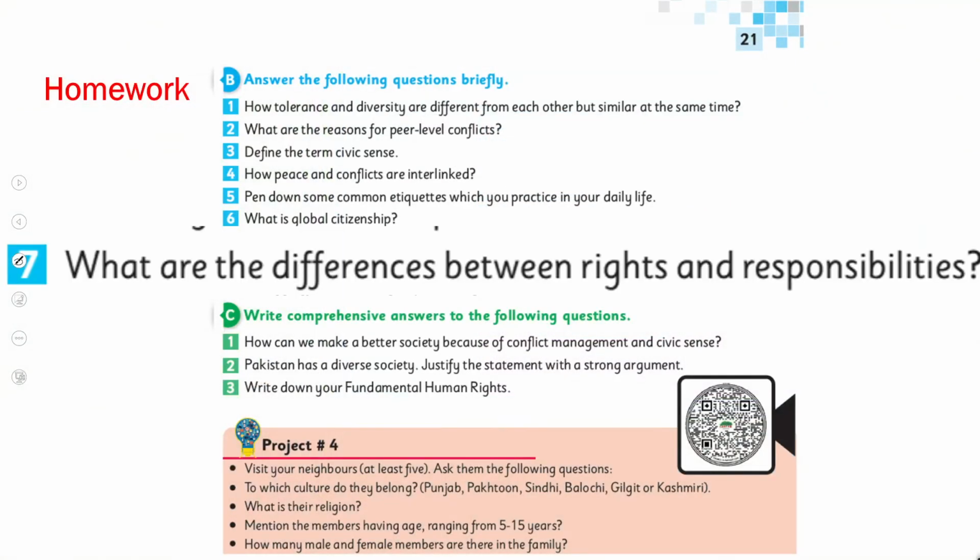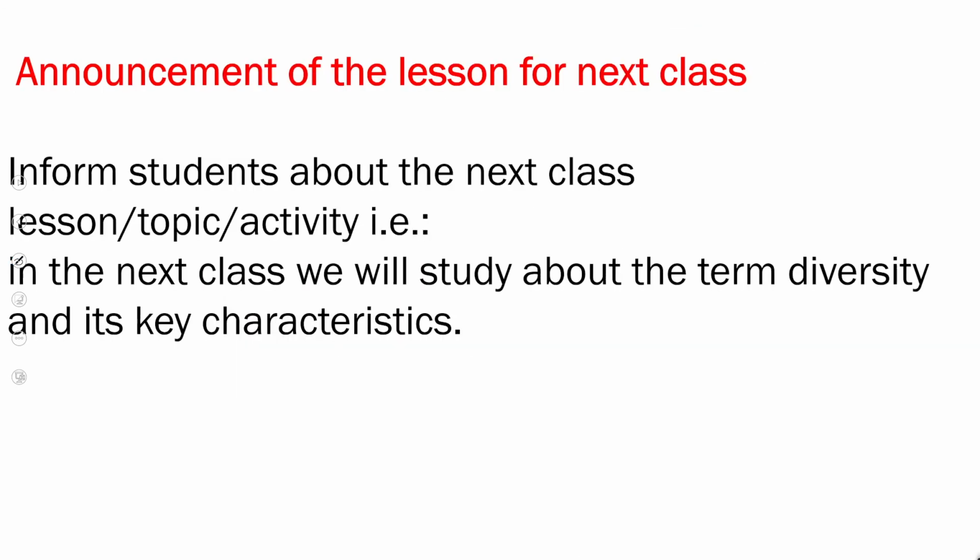Now we will move forward towards page number 21, where the writing practice is given. You will do question number 7. What are the differences between rights and responsibilities? Divide the page into 2 columns. Whenever you are writing about differences, you have to divide the page into 2. On one side, you will write rights, and on the other, you will write the responsibilities, and you can easily write it down. So this will be your homework.